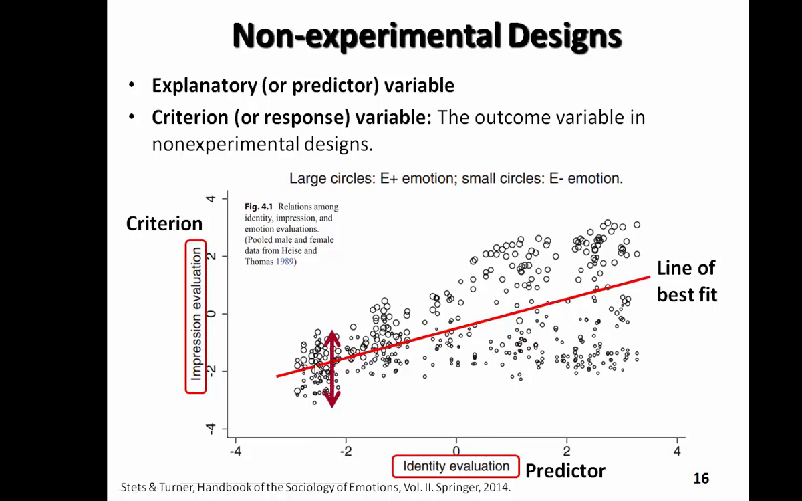And so we see a general upward trend that as the quantification of identity transitions from negative to a positive and greater value, so does the evaluation for impression. And the other important element to take from non-experimental designs is not just the existence of a relationship, but what's called prediction error.